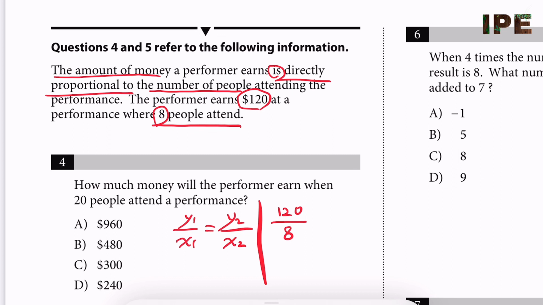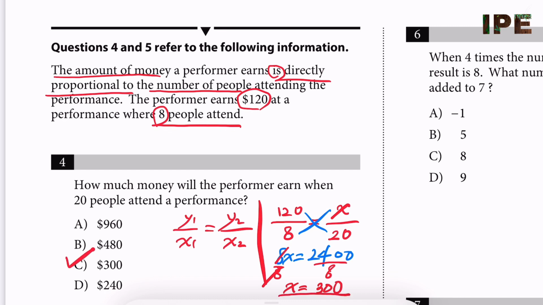So he got $120 for 8 people. So 120 over 8 is equal to how much money, x dollars, if 20 people attend. That's the equation, right? And then cross multiplying. 8x equals 2400. And then divide by 8. So x equals $300. So C is the answer.